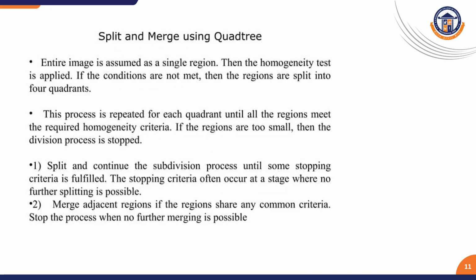So split and merge using quadtree is another method. The entire image is assumed as a single region, and the homogeneity test is applied. If the conditions are not met, then the region is split into 4 quadrants. This process is repeated for each quadrant until the regions meet the required homogeneity criteria. If the regions are too small, then the division process is stopped. The split and subdivision process continues until some stopping criterion is fulfilled. The stopping criterion often occurs at the stage where no splitting is possible. Merge adjacent regions if the regions share any common criteria. Stop the process when no further merging is possible.